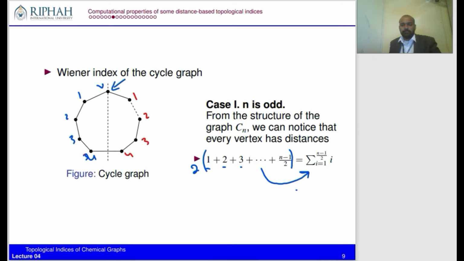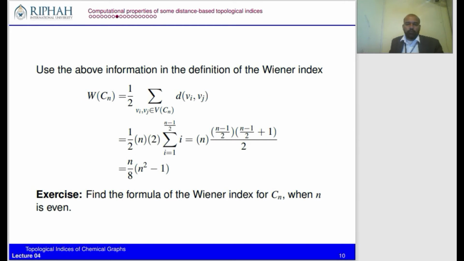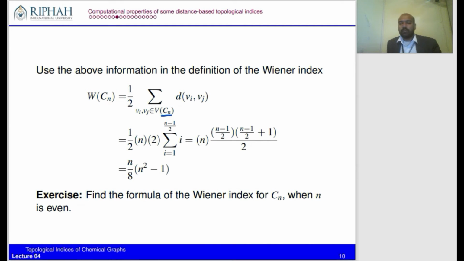So let's see how we use this in the definition of the Wiener index. Here our graph is C, and we use the first version where ordered pairs of vertices are used. You can see that for every vertex, this is the 1/2 of the formula. There are total n vertices, and as we said, there are two sides and both sides have the same distances, and this is the summation which we gathered in the previous slide.